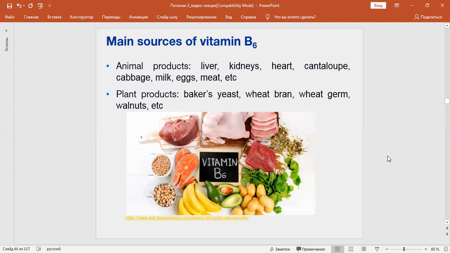Pyridoxine comes from products of animal and plant origin, mainly baker's yeast, beet root, wheat germ, walnuts, cantaloupes, cabbage, and also liver, kidneys, heart, milk, eggs, and meat.